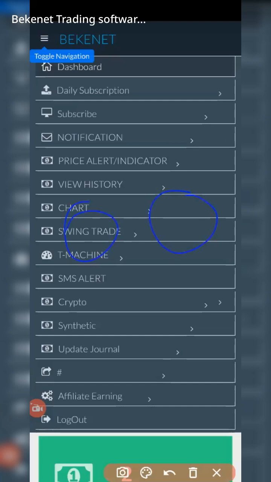Now, for you to be successful, I can beat my chest on that. This is what I used to get to where I am today. This guy, this swing trade.